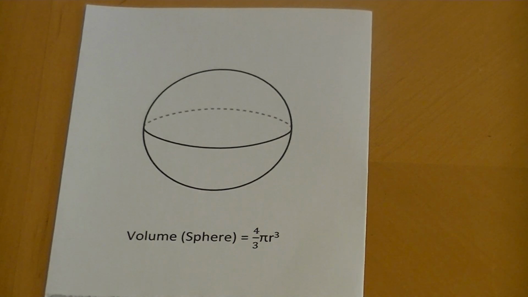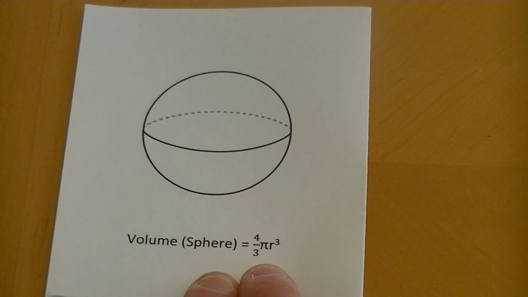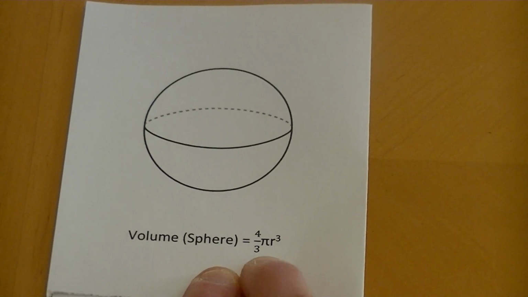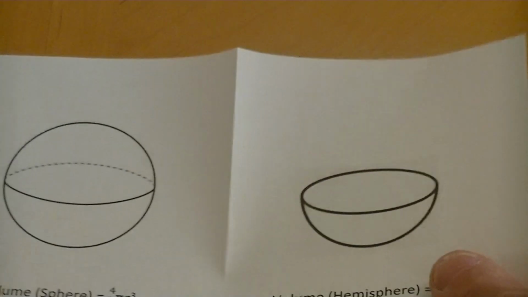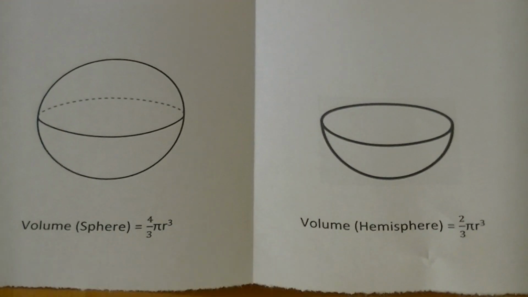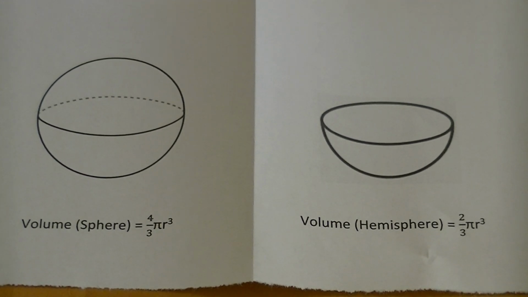We're also going to be working with hemispheres, half of a sphere. And the amount of space taken up by a hemisphere is half of the space taken up by a sphere. So if we multiply that by half, we would get, let's see, half of 4/3 is 4/6, and that simplifies to 2/3. So the volume of a hemisphere is 2/3 pi r cubed, exactly half of the volume of a sphere. So those are the two formulas we'll be using.